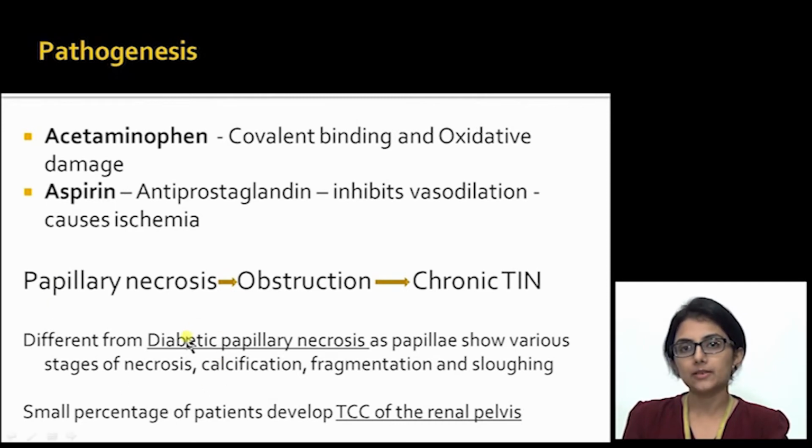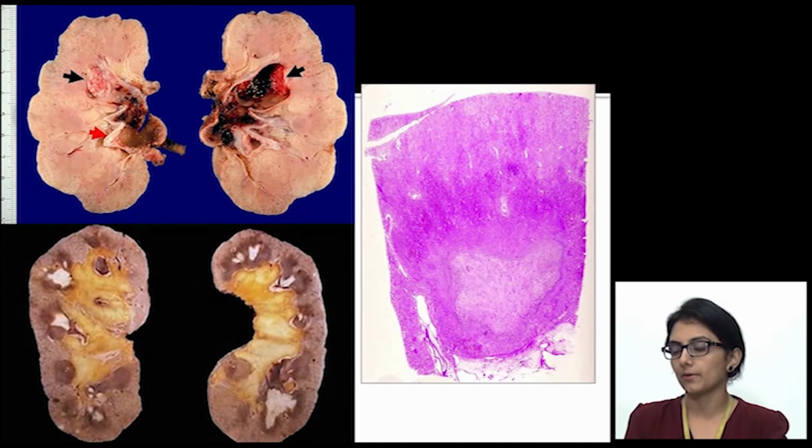If we think about diabetic papillary necrosis, in diabetes, really the difference is that the papillae show a homogeneous stage of papillary damage, whereas in analgesic nephropathy, you see various stages of necrosis, calcification, fragmentation, and sloughing. What we need to remember is that in a small percentage of cases of analgesic nephropathy, patients may develop transitional cell carcinoma.